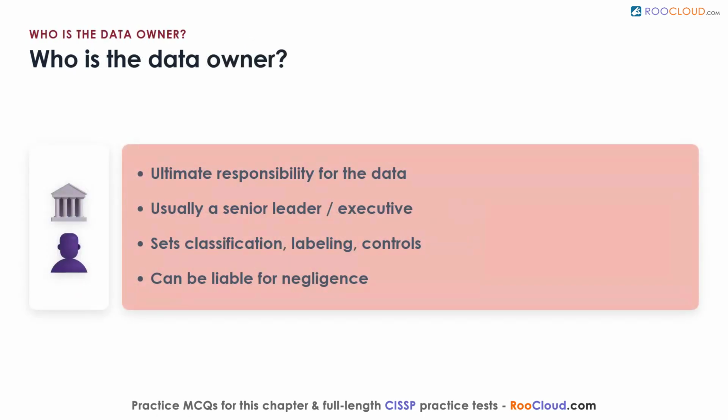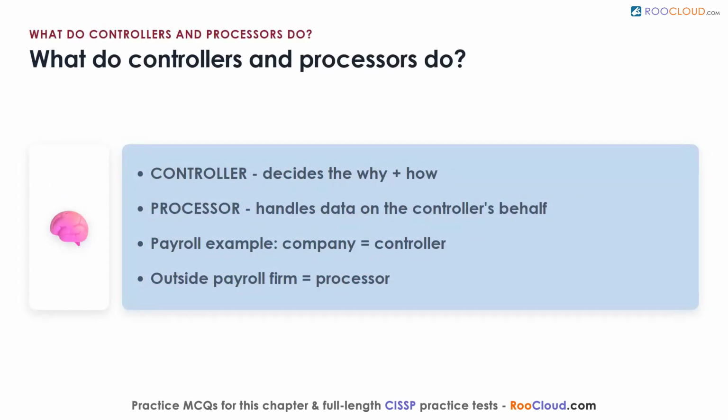So, who is the data owner? It is the person who holds ultimate responsibility for a set of data. This is usually a senior leader, like a department head or an executive. The owner decides the classification, ensures the data is labeled correctly, and confirms the right controls are in place. This is a duty with teeth. If an owner neglects it, they can be held liable for negligence. Think of the owner as the person whose name is on the deed and who answers for what happens to the property.